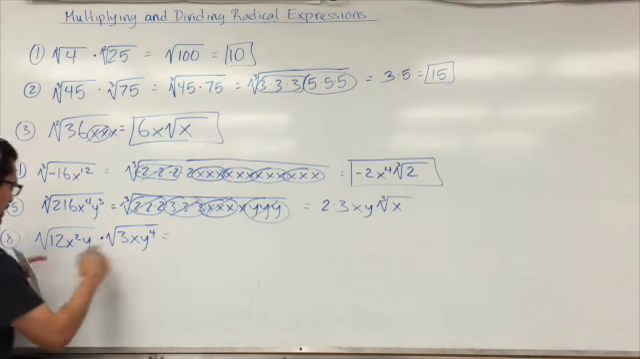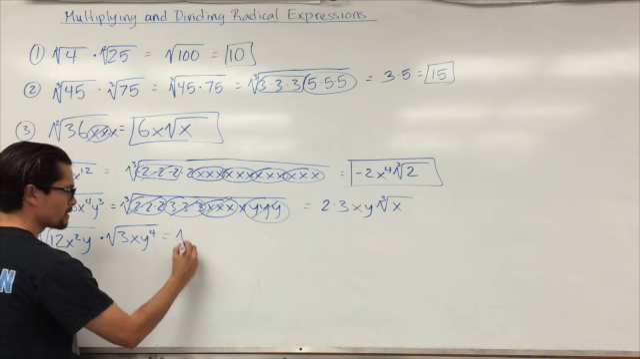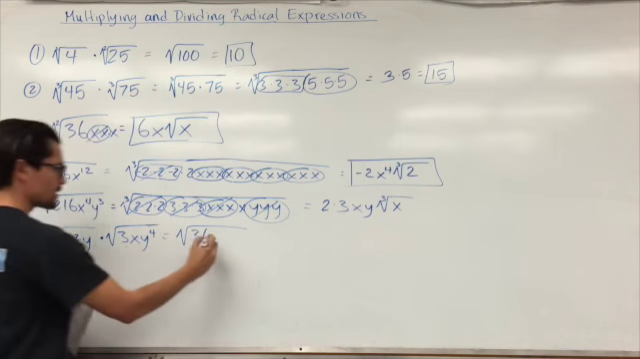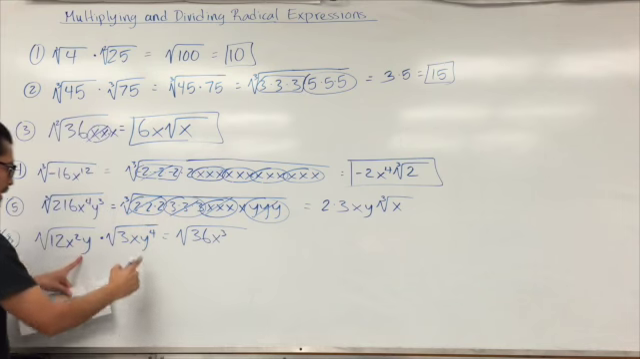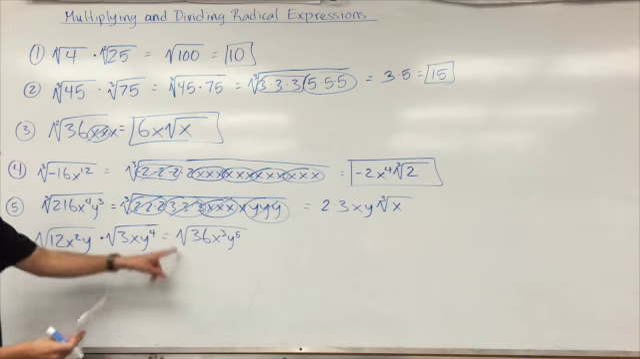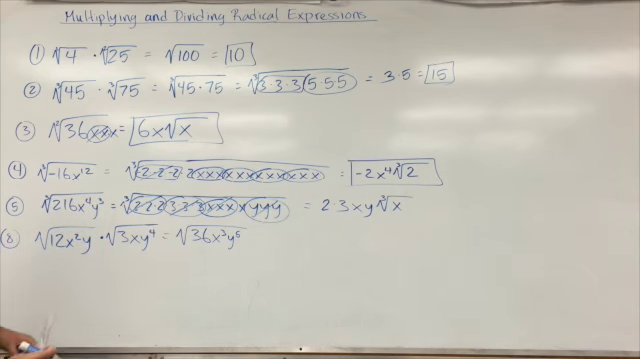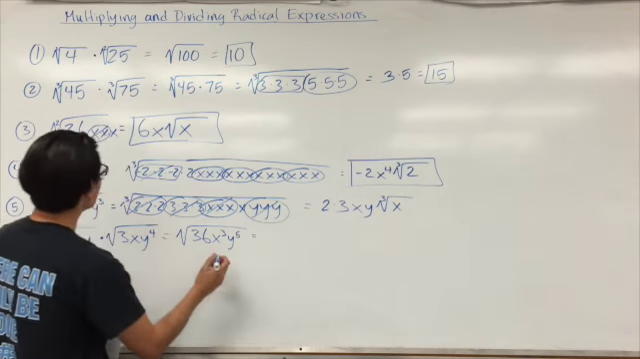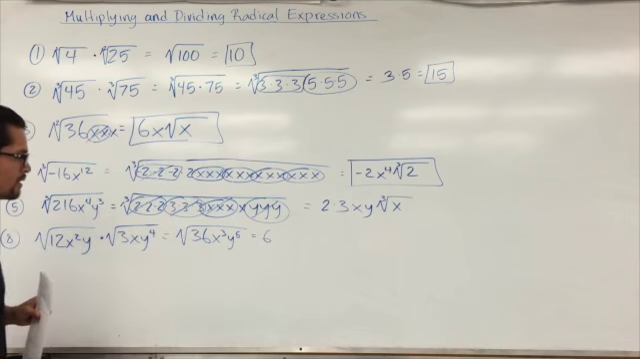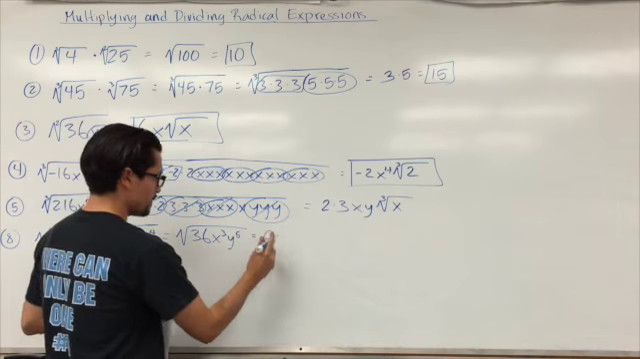Okay, multiply them. 12 times 3 is 36. X squared and x make x cubed. Y and y to the 4th make y to the 5th. That's what you have. And now, just like the last ones, you just need to simplify that. Okay, so let's break it down. I know 36, the square root of 36 is 6. I don't have to break that down. X cubed and y to the 5th, though.